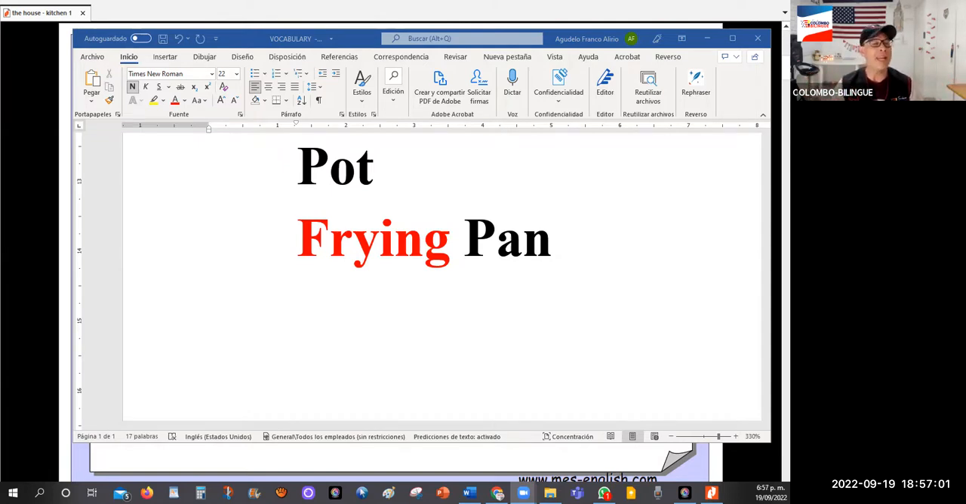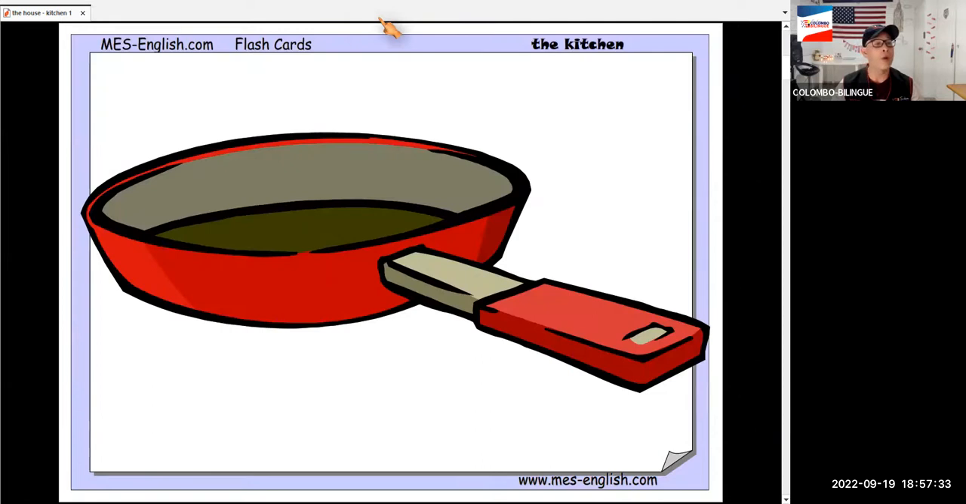A frying pan is like sartén in Spanish. Why do people use a frying pan? Mainly to fry eggs. If I want, for example, scrambled eggs or eggs with ham or bacon, I use a frying pan and prepare my eggs for breakfast. Not only for eggs, people use a frying pan for different purposes, depending on what you are cooking in the kitchen. Okay, very good. So please don't forget the vocabulary.